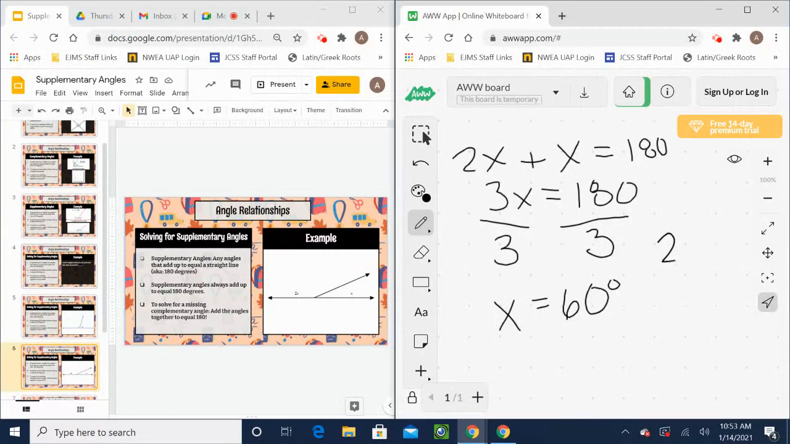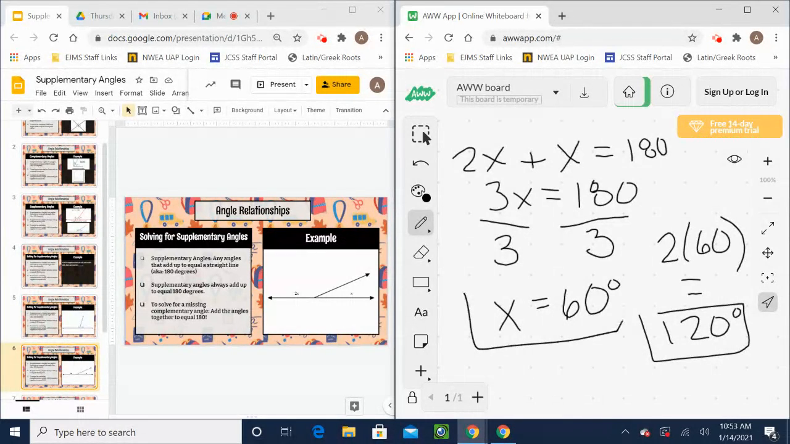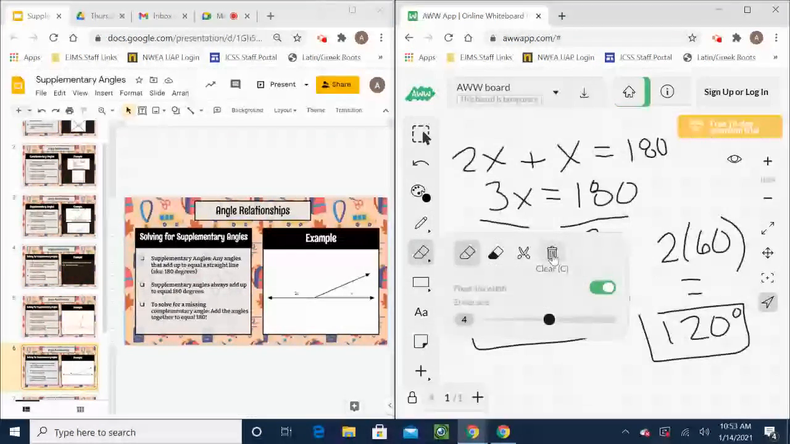Well, I'm going to take 2 times my value of x, which is 60. And that is going to give me my other angle, which equals 120 degrees. So we've got 120 degrees and 60 degrees. So to recap, we took our two angles, added them together, set it equal to 180, solved for x, and then plugged in our value of x to the other angle to solve for both of them. And then I think we've got one more.